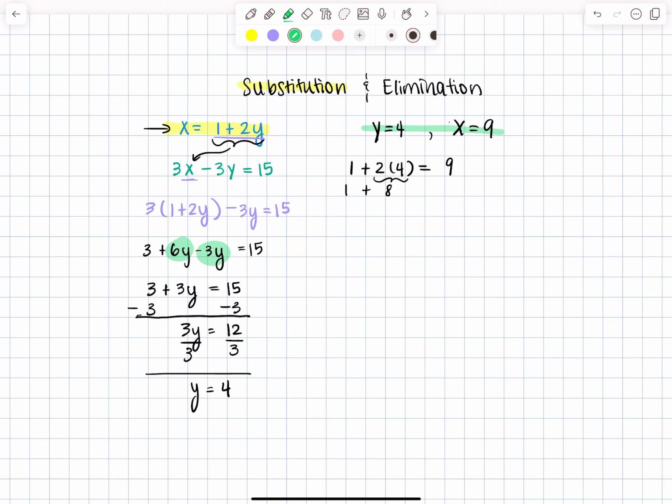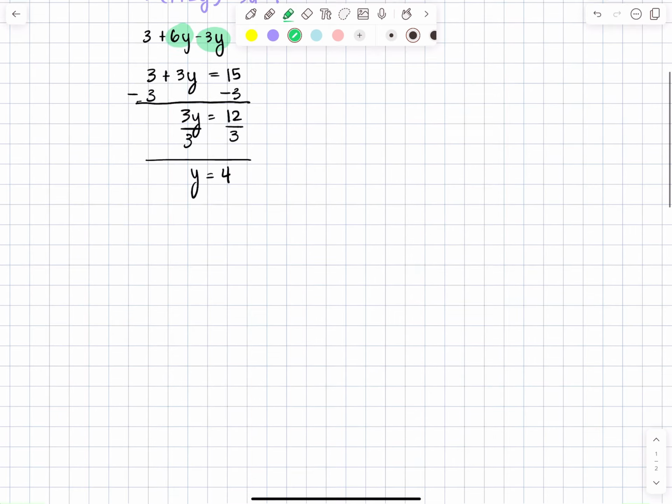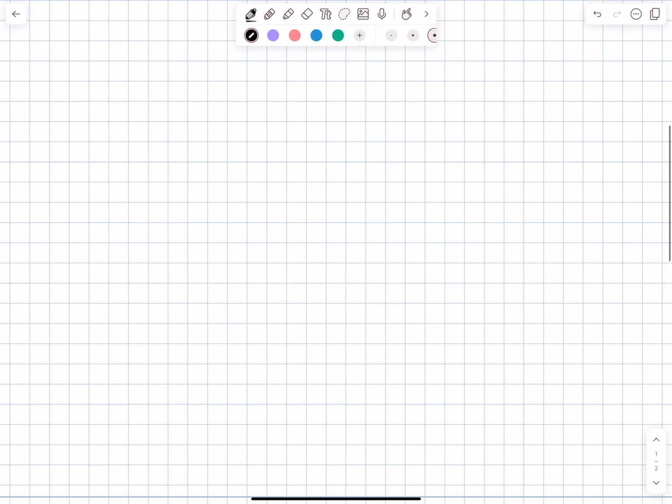Let's look at another example for substitution. So let's say we had the function negative x plus 3y equals 15. And we had 2x plus y equals negative 2. I can choose any function, but I'm going to isolate the y in this equation. So I want to isolate the y. What I'm going to do is just subtract 2x on both sides.